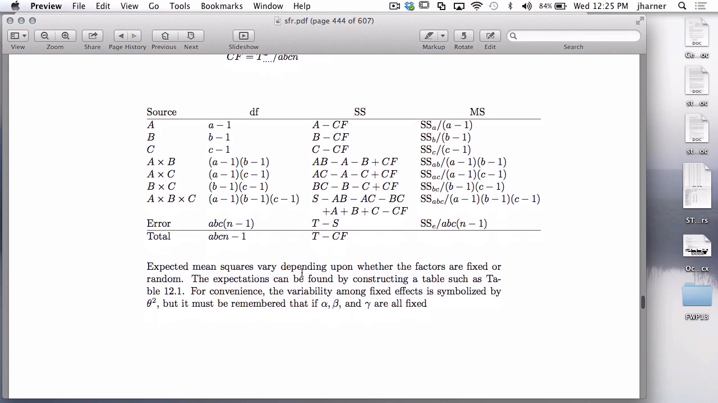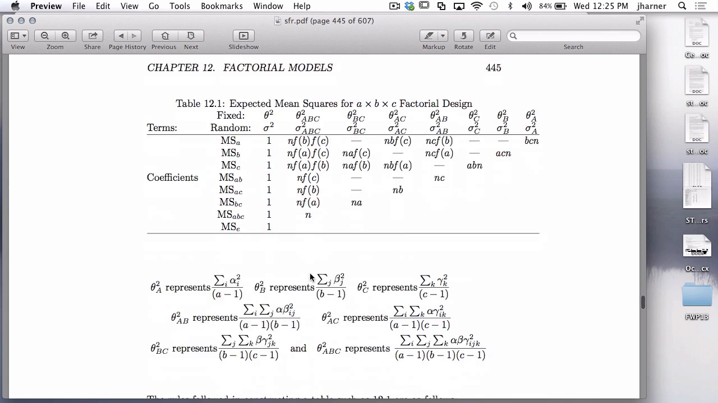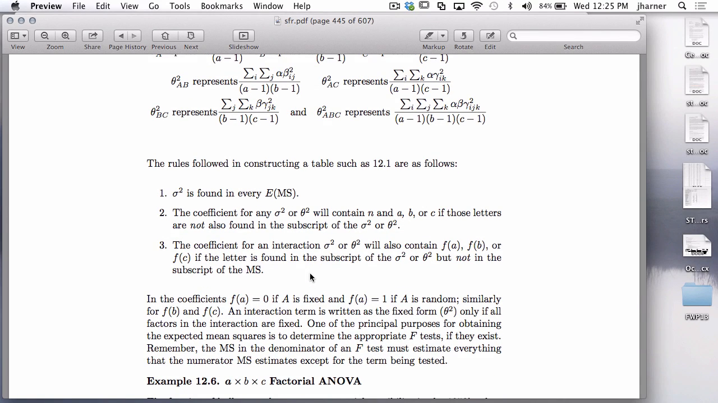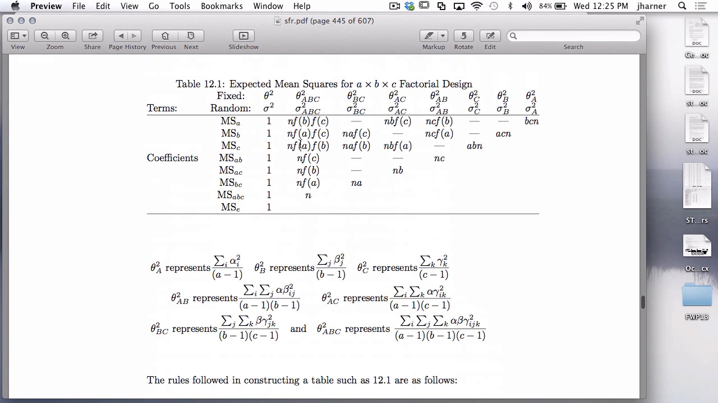Okay. So going back to this. Let's read the rules. It says sigma squared is found in every expected mean squared. The coefficient for any sigma squared or theta squared will contain N, A, B, and C if these letters are also not found in the subscript of sigma squared or theta squared. Let's just take a look at this particular rule. This is the coefficient, so let's take a look at the coefficient.